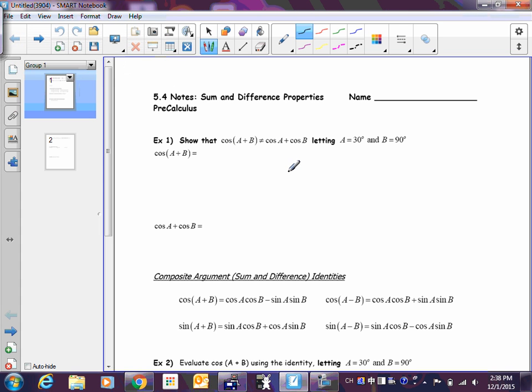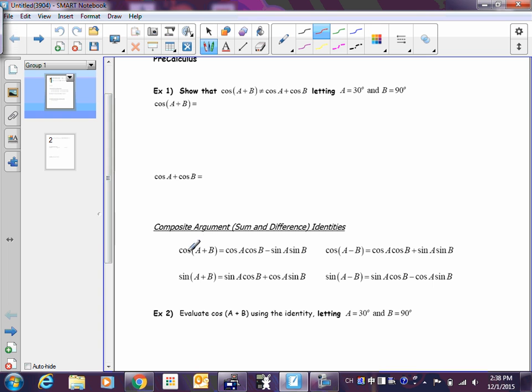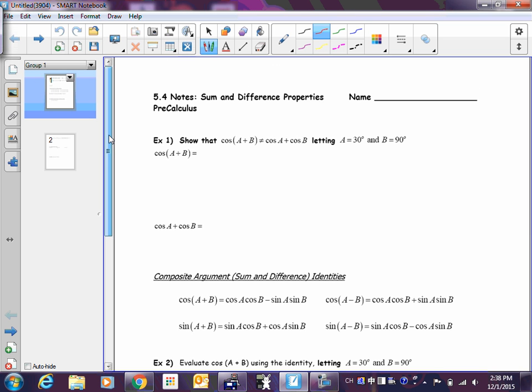Okay, 5.4 sum and difference properties. They're called sum and difference because, if we just take a sneak peek down here, it's talking about cosine of a plus b and sine of a plus b. And honestly, there are so many more identities that we're not teaching you. So it could be worse, I guess is what I'm saying.